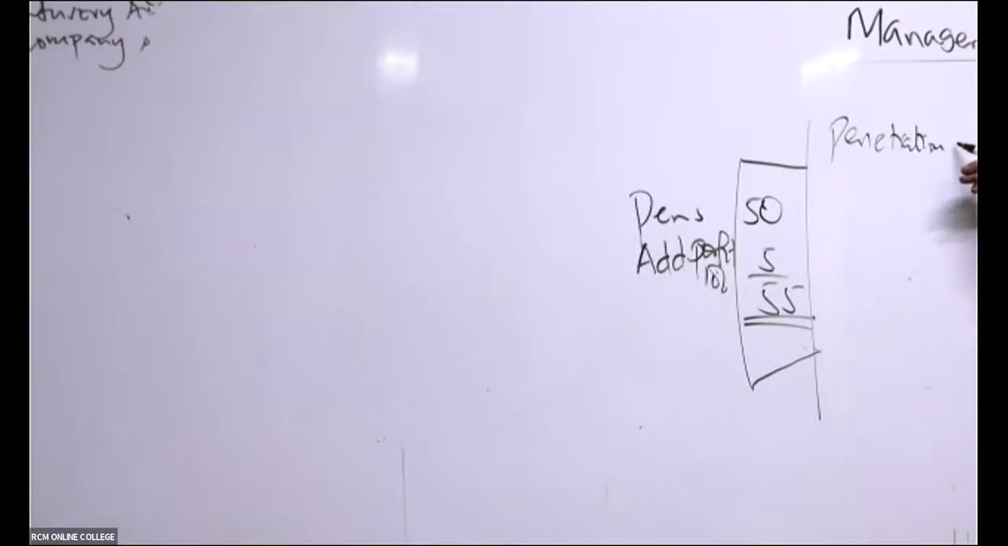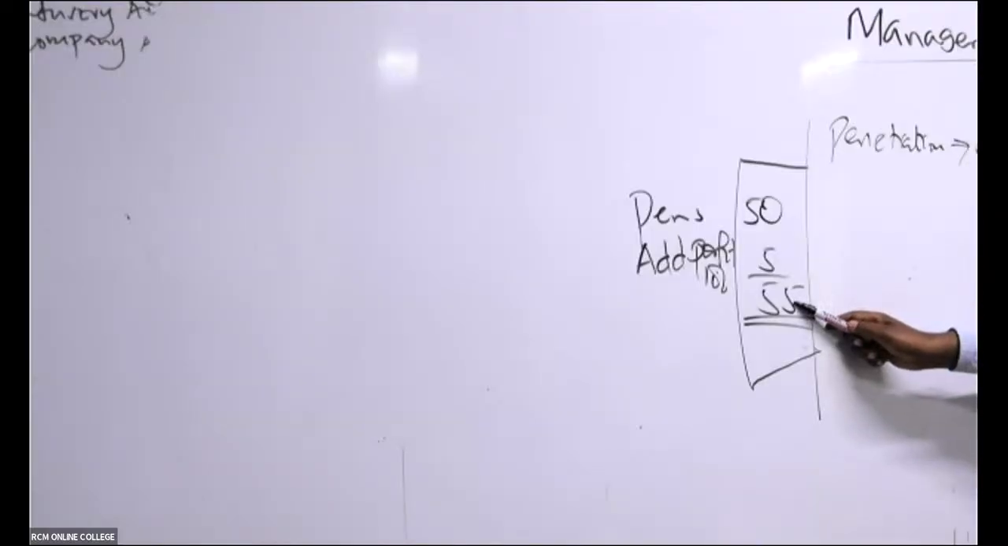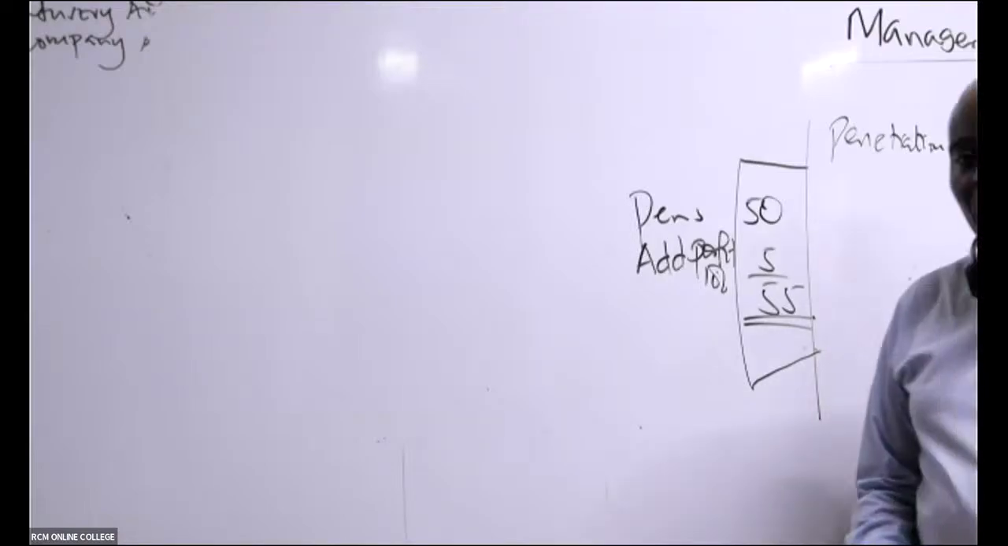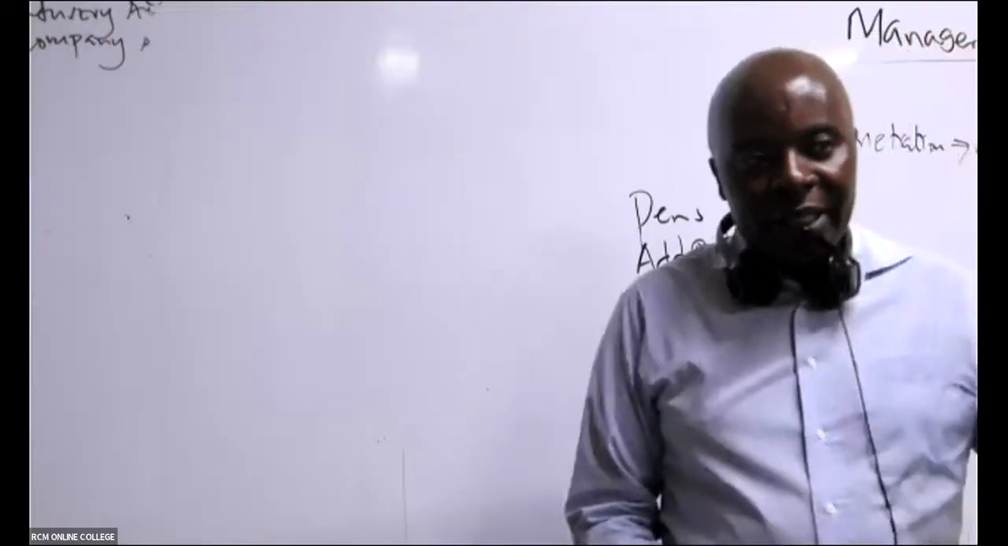So for example, for me to penetrate this market, I can even decide to sell this at, say, 40, so that I can penetrate the market. Then later on, after these people discover my product is of high quality, I can now increase the price.